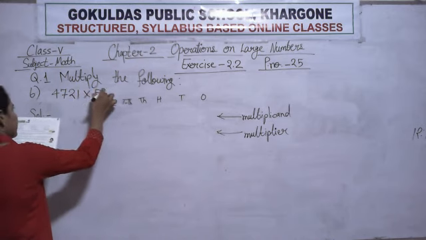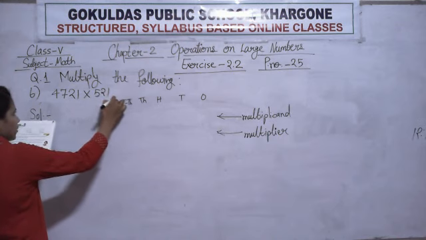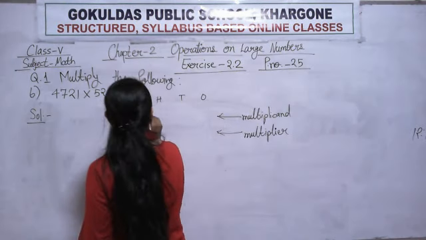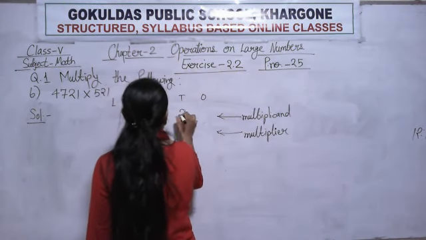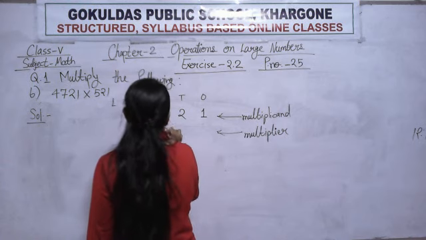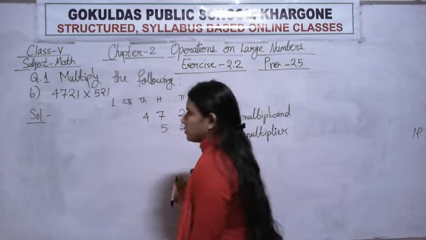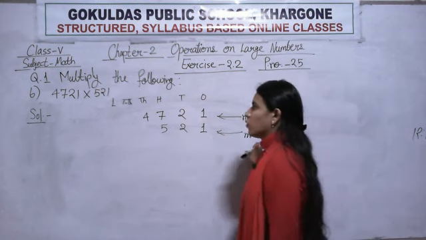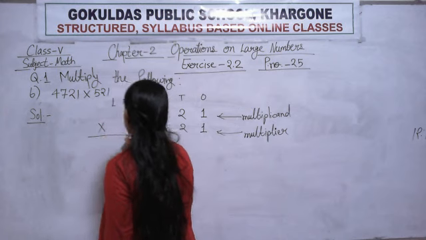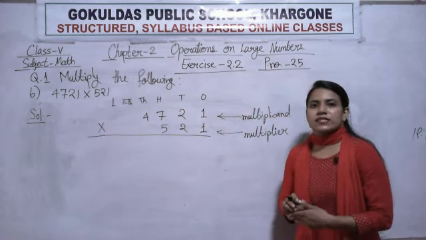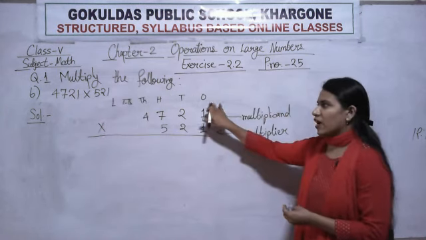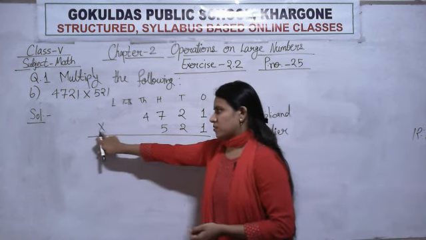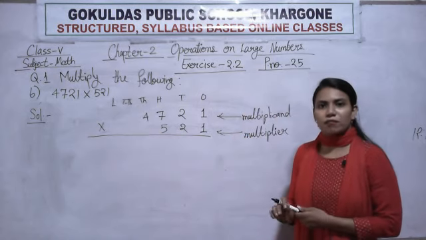In part B, 4721 multiplied by 521 is our given question. You have to multiply 4721 by 521. The first number is your multiplicand, the second number is the multiplier. Now put the multiply symbol. We have arranged the numbers column-wise and put the symbol. Now we are going to start multiplication.